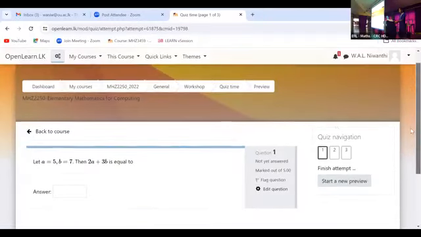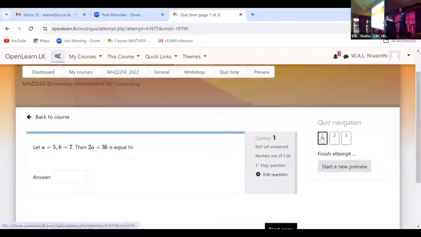Okay, I guess this is the first question. It shows you are here. So if A is 5, B is 7, what is this value?